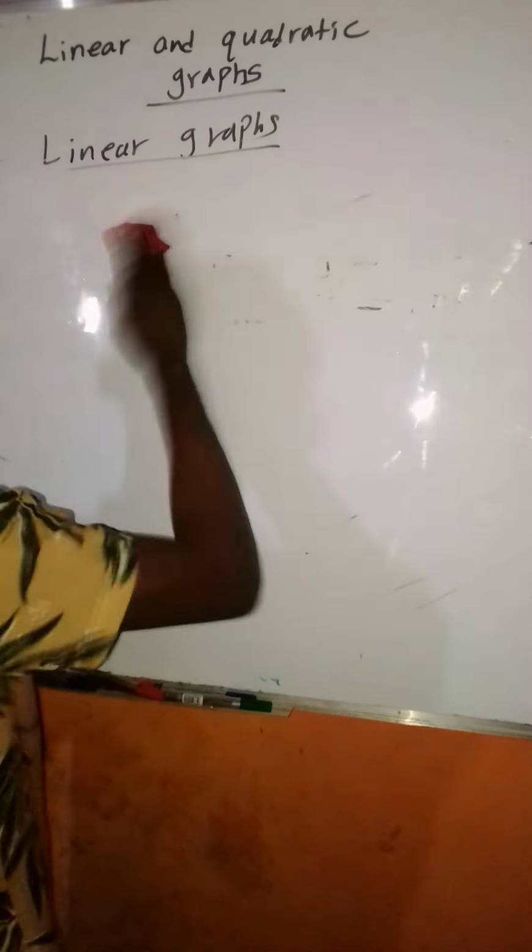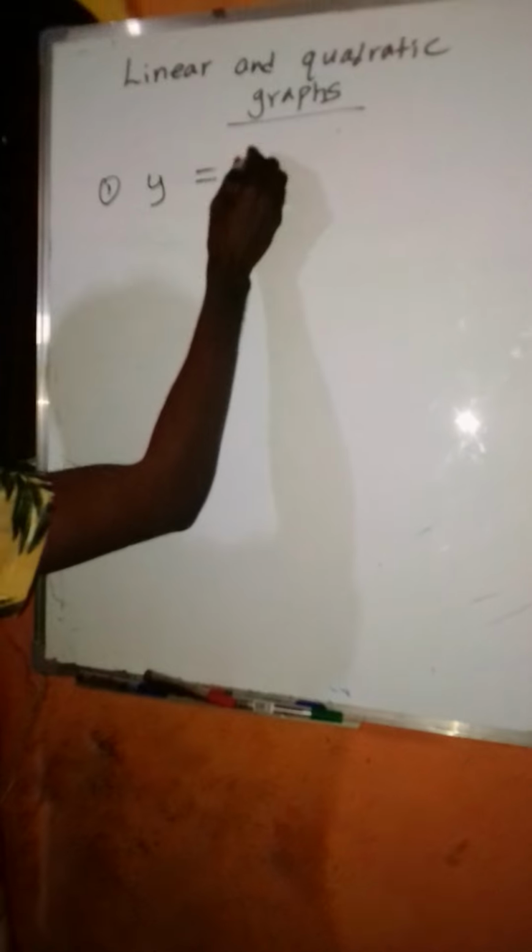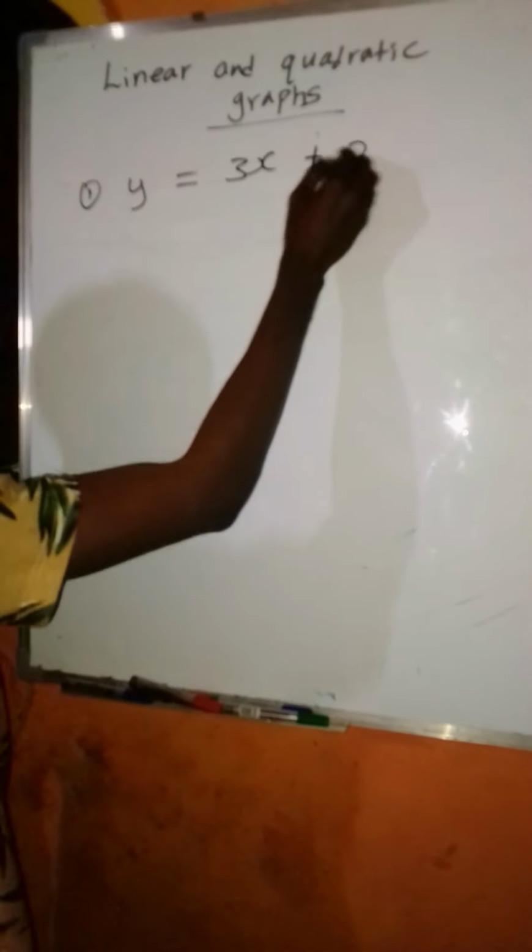Let's make basic points of review. Let's say point plotting. Let's take the first one. We can think of any number, 3x plus 2.